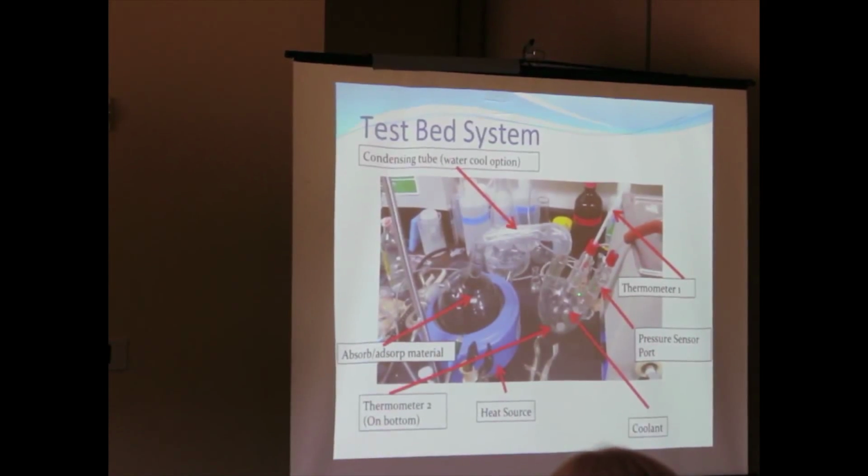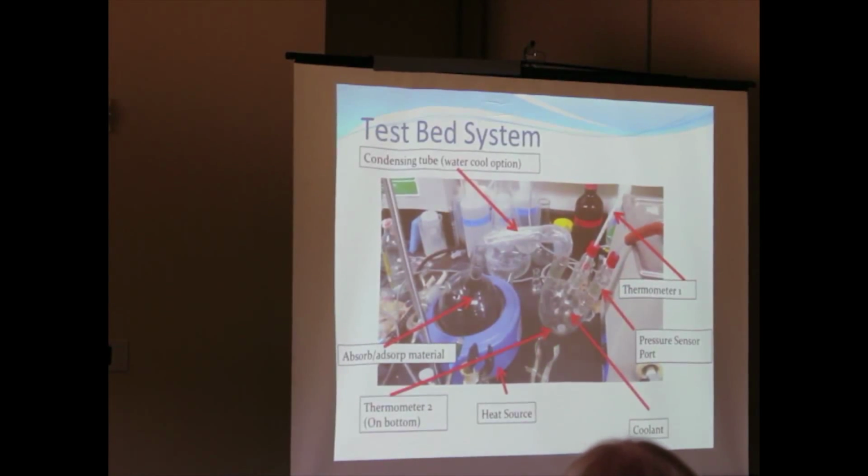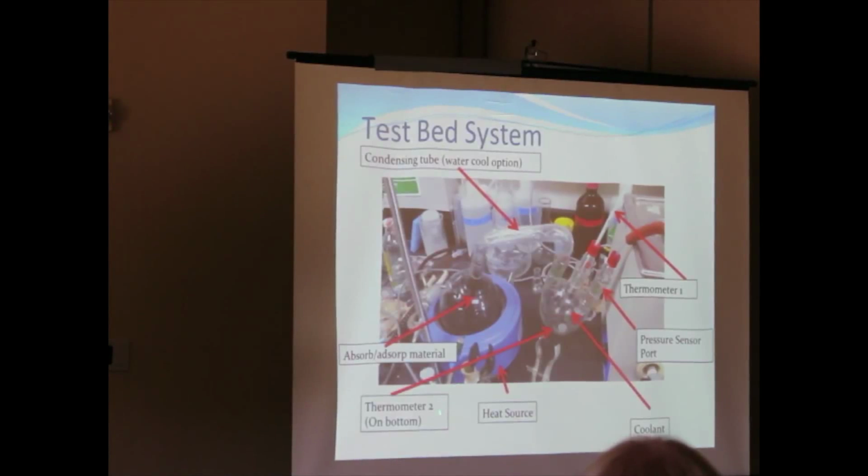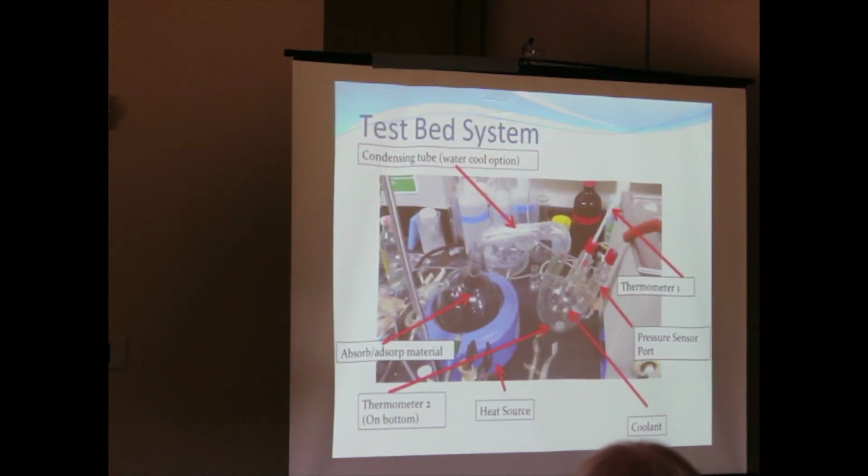And then we also have a pressure sensor attached to it, so that way we can measure the pressure of it. We have our heat source, which is a heat mantle. We have a second thermometer down here, which we could attach, and then the coolant, which is the methanol.